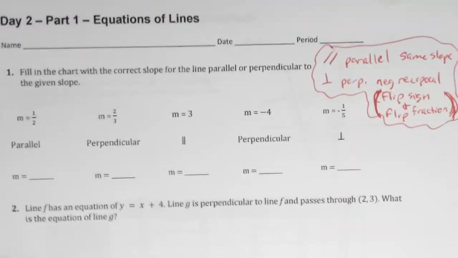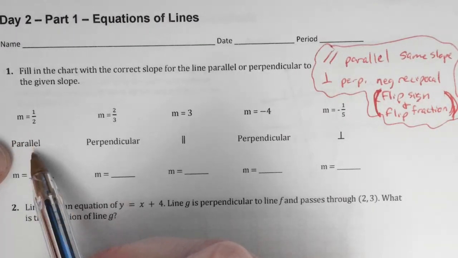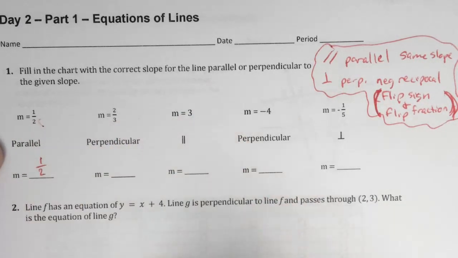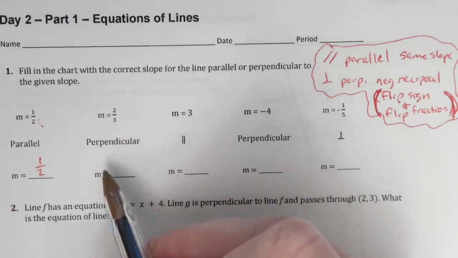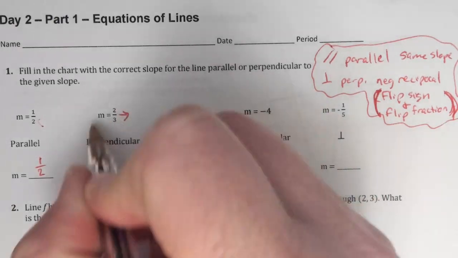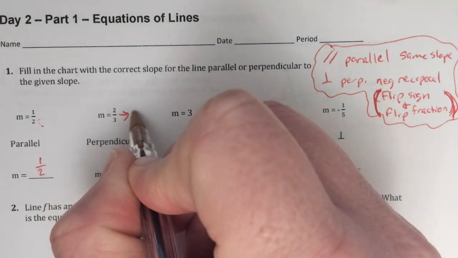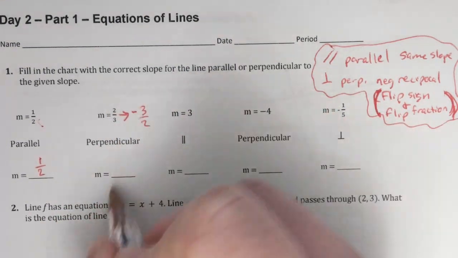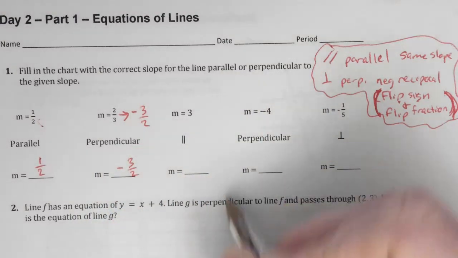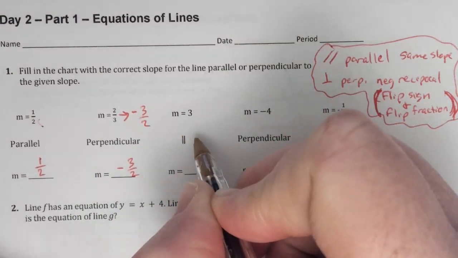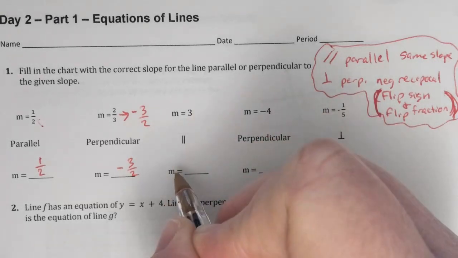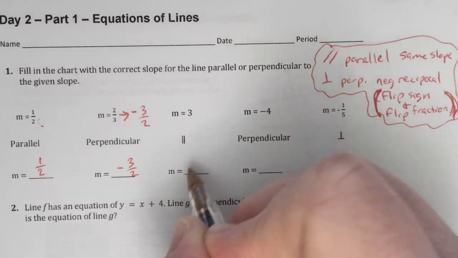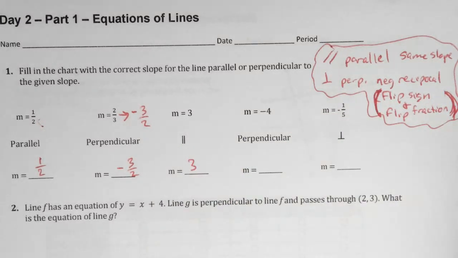Now with that idea, right now this right here wants parallel. So we need to have the same slope. So our slope would still be that 1 over 2. This one right here, perpendicular. You have to flip the sign. This is a positive right now, so it would turn into negative. And you flip the fraction, would be 3 over 2. So it's negative 3 over 2. Now this one, our slope is 3, and they want parallel. So that means that we just want the same thing. So it would just be 3.